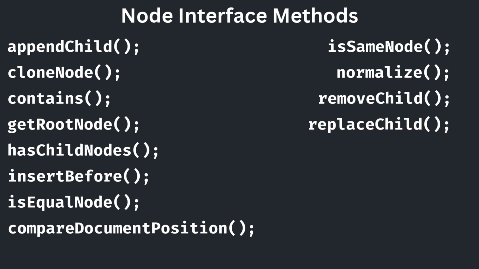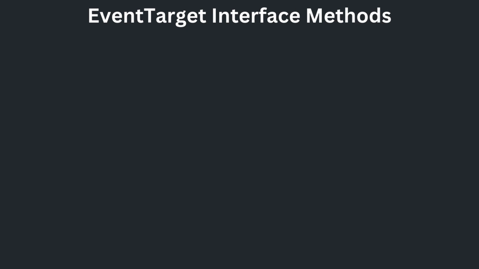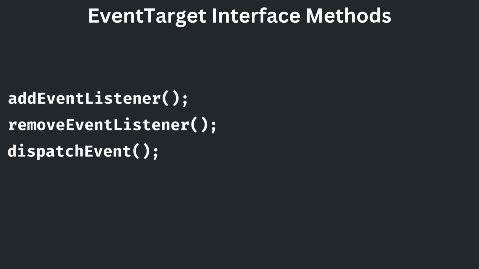Next up, we have the event target interface methods. This category deals with events and how they are handled within the document. Events could be click, mouse over, or a specified keystroke. I'll make an in-depth video about JavaScript events in the future. It includes event listeners, event objects, and event handling mechanisms.